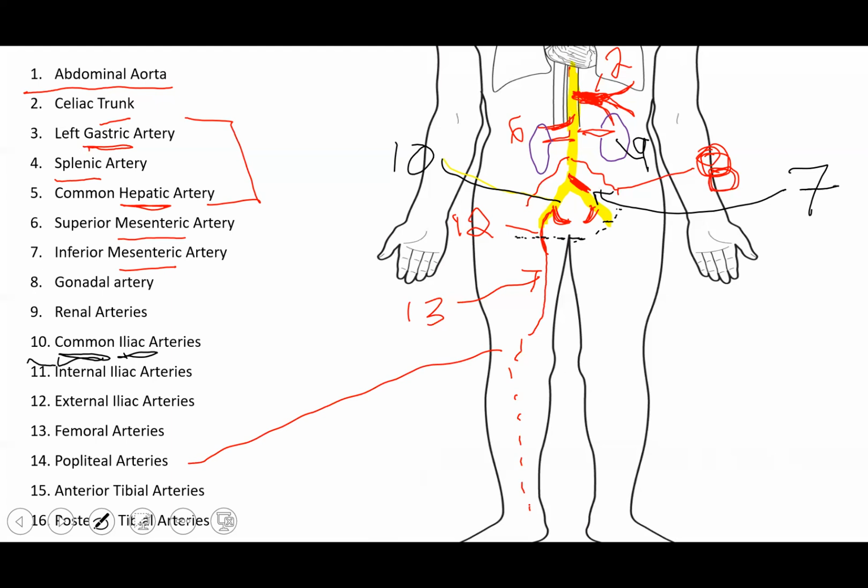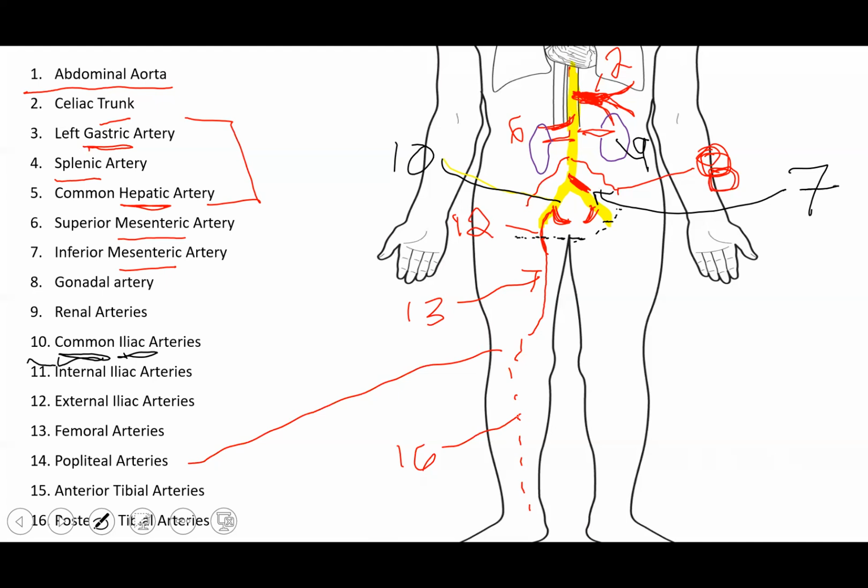This is called number 16, the posterior tibial artery, because it is literally behind the tibia, behind the shin bone. The final vessel that we're going to look at on this particular diagram before we switch over to the veins is the anterior tibial arteries.